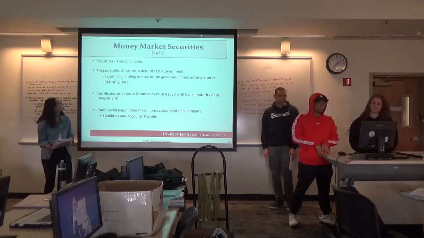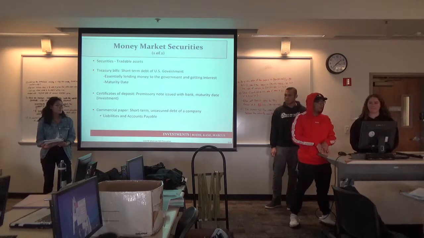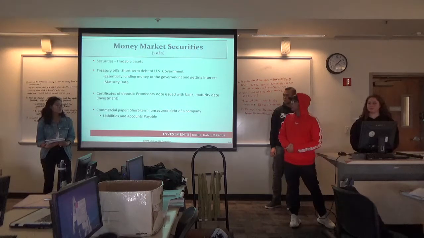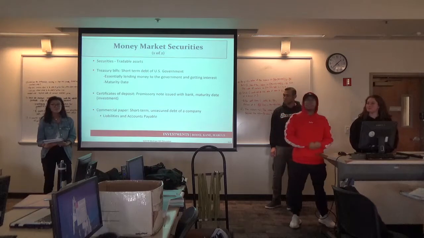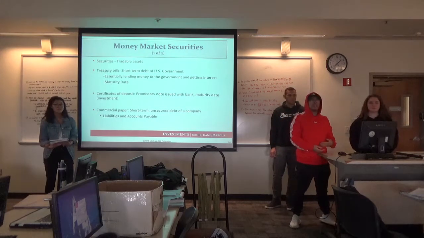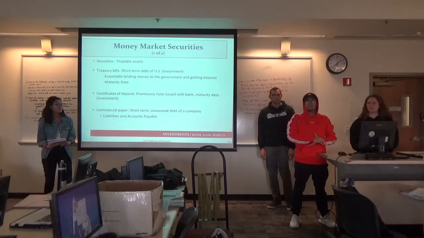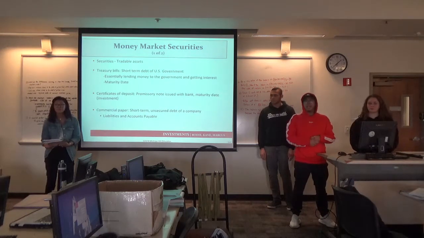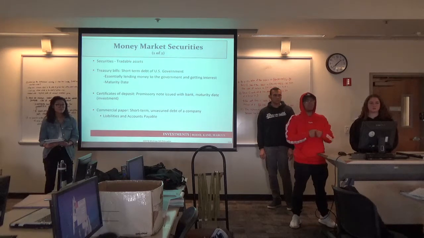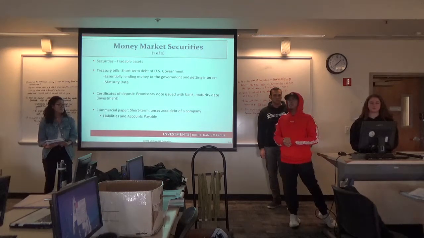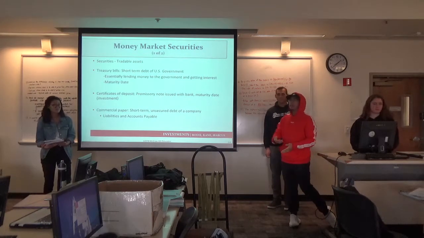So money market securities. What are securities? They are tradable assets. One of them is treasury bills, which are short-term debt of the U.S. government, and these are essentially lending money to the government and getting money back. The government is going to give you a maturity date, and once that maturity date has passed, you can claim the money back with interest. So essentially you're giving money to the government, and then you're getting money back.